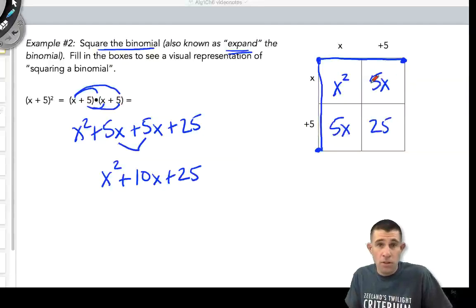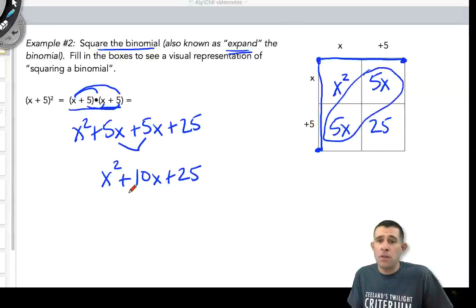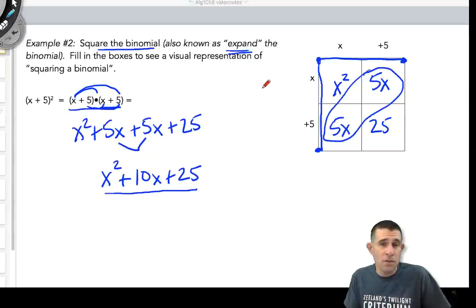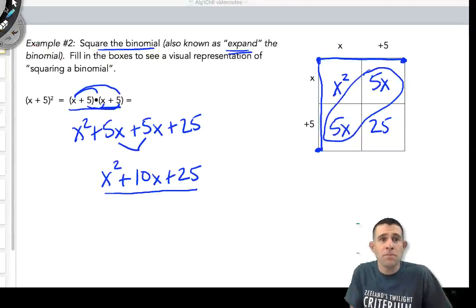You'll notice in each one of these squares, we have the same terms that we did when we multiplied, or squared, or expanded this binomial. So if I combine our like terms found on the diagonal here, we'd end up with this same trinomial, x squared plus 10x plus 25. Example 3 is just like this. Why don't you pause the video now and see if you can tackle example 3 on your own.